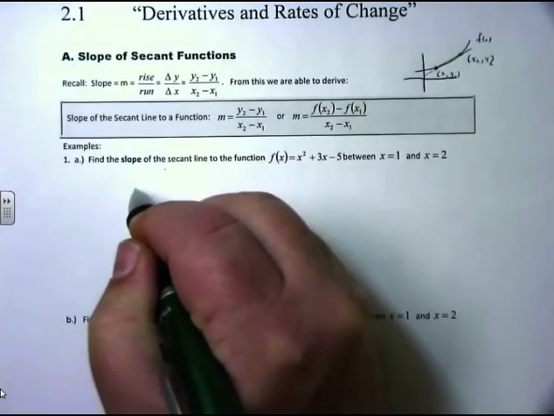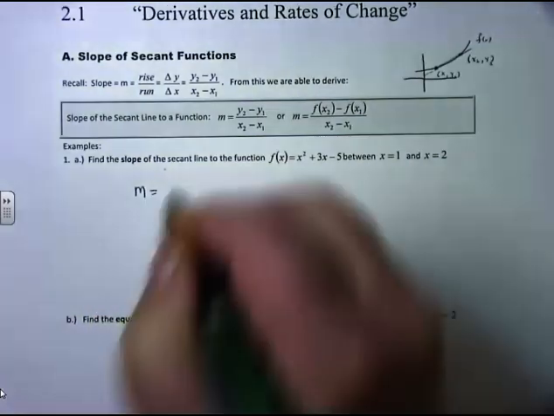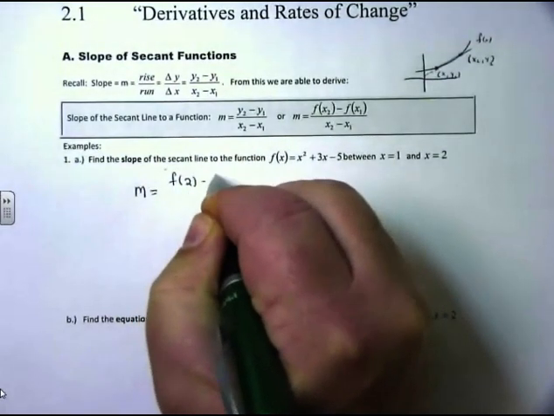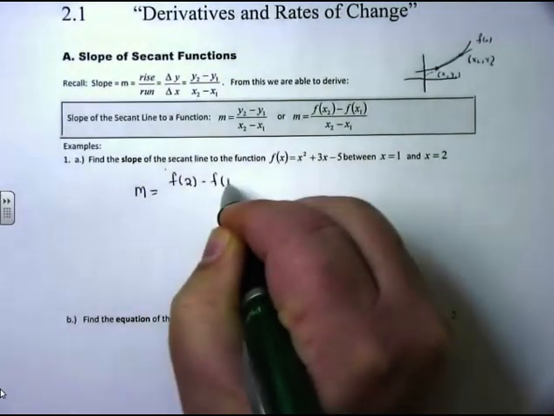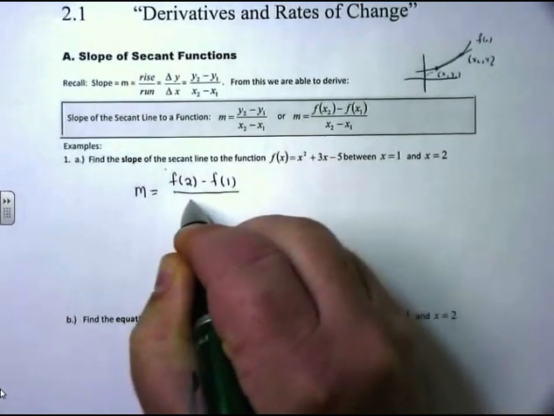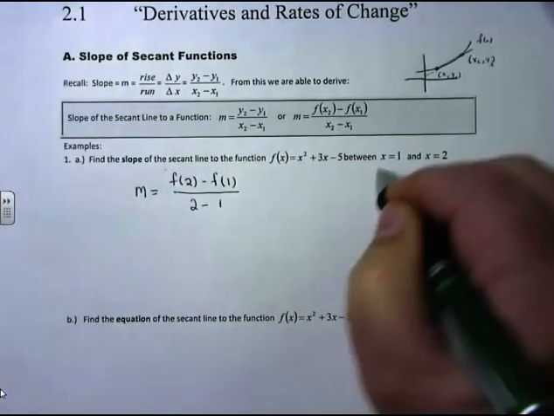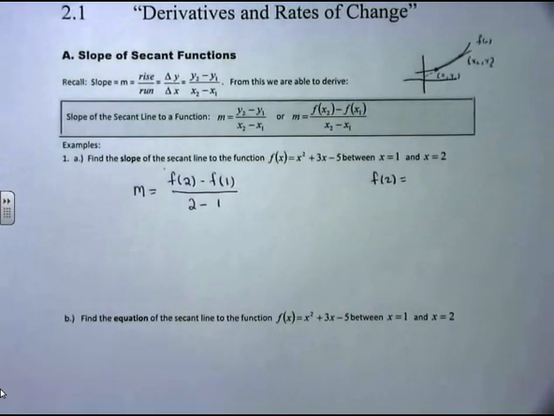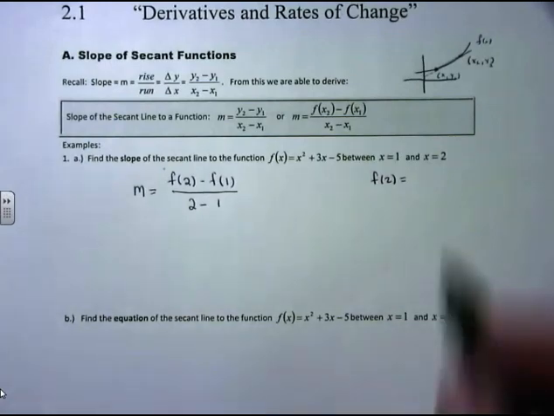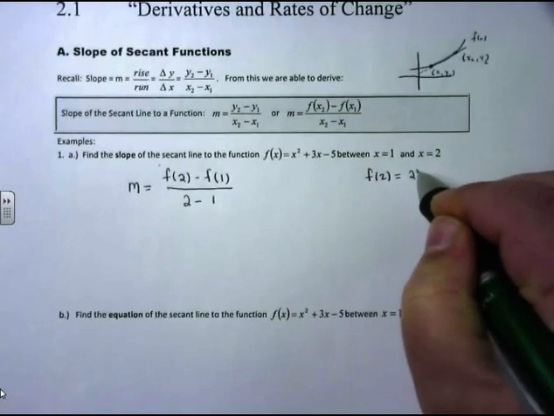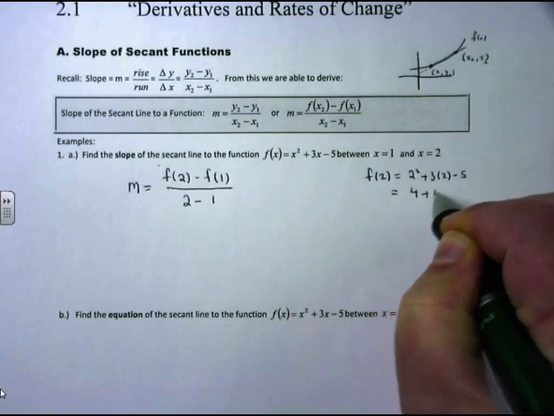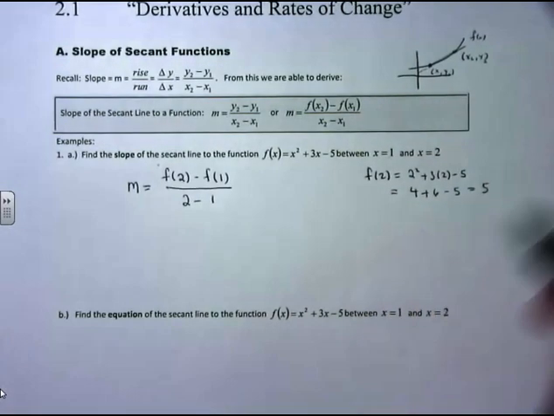So to find the slope, m, this would be equal to f of your second point, whose x coordinate is 2, minus f of the x coordinate of the first point, which is 1, divided by 2 minus 1. Now the next thing we've got to find is what f of 2 is going to be. They gave me f of x. f of x is x squared plus 3x minus 5. So what we're going to do is plug in 2. This would be 2 squared plus 3 times 2 minus 5. That's equal to 4 plus 6 minus 5, which equals 5.